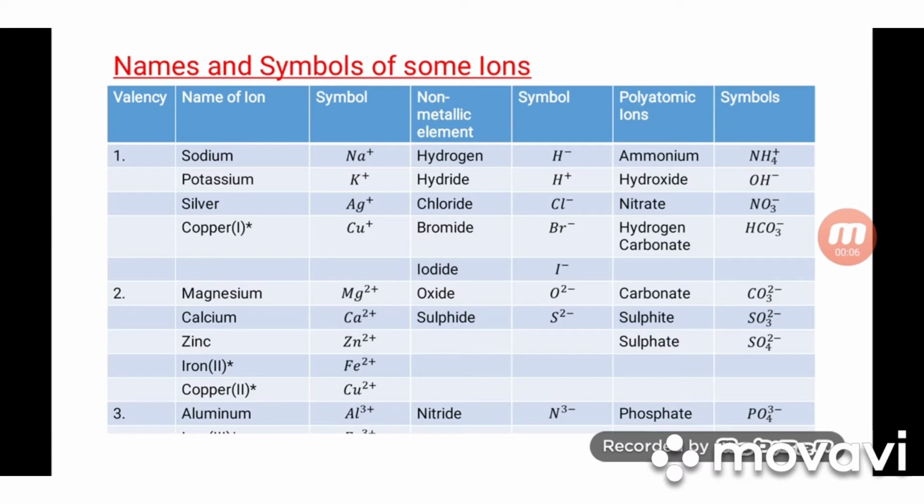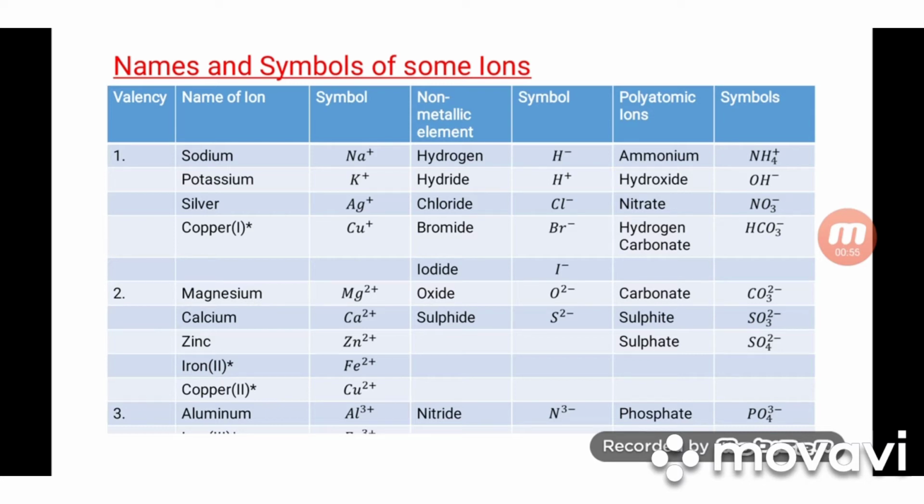Under valency 1, few ions which are given in this table are sodium, potassium, silver and copper. The respective symbols of these ions are Na+, K+, Ag+, and Cu+. Non-metallic elements are hydrogen, hydride, chloride, bromide, and iodide, and the corresponding symbols are H+, H-, Cl-, Br-, and I-. Similarly, we have polyatomic ions such as ammonium, hydroxide, nitrate, and their symbols NH4+, OH-, NO3-.